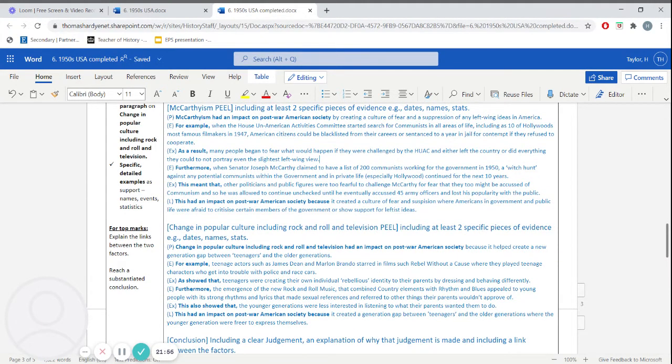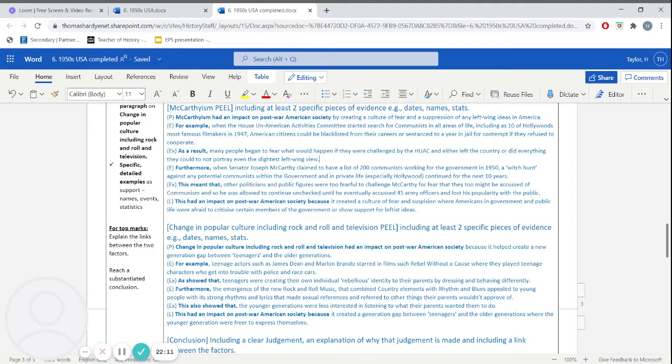This meant that other politicians and public figures were too fearful to challenge McCarthy for fear that they might be accused of communism. And so he was allowed to continue unchecked until he eventually accused 45 army officers and lost his popularity with the public.